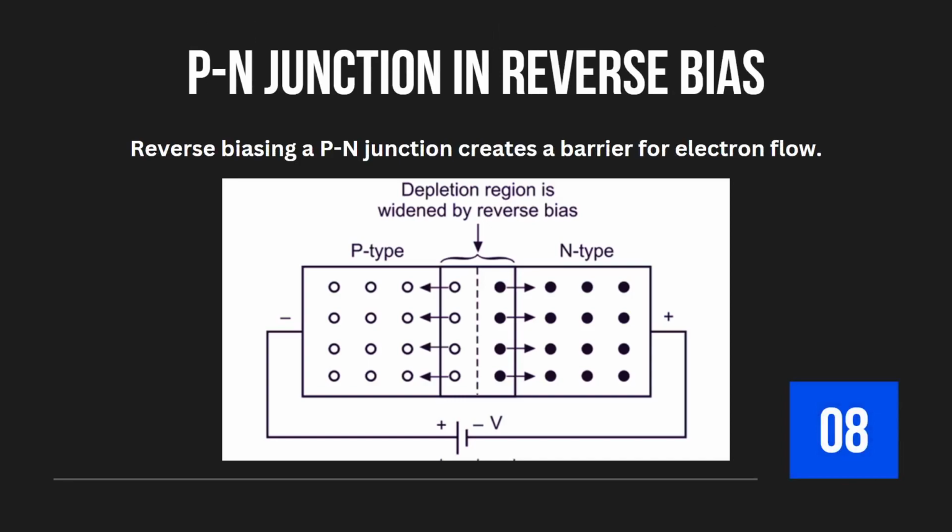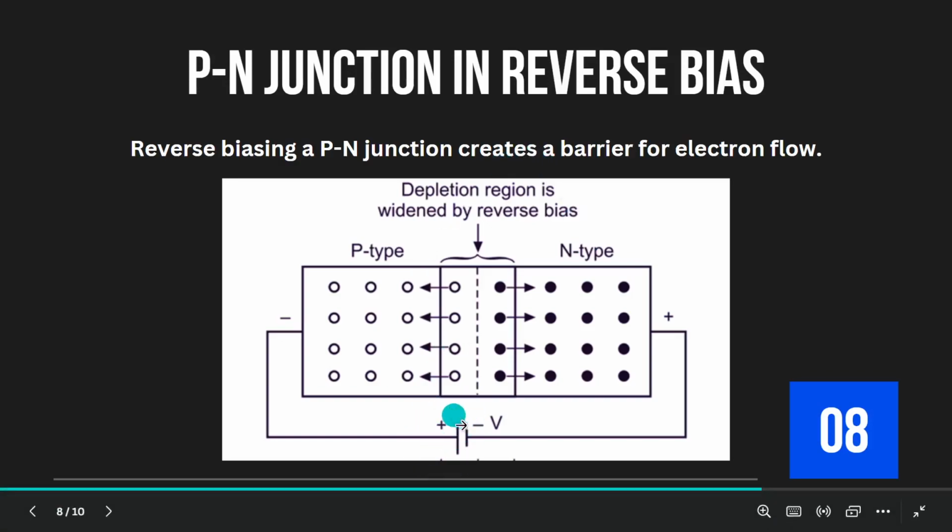So what is the p-n junction reverse bias? We have explained the forward bias, and right now we are going to explain the reverse bias. Conversely, reverse biasing a p-n junction creates a barrier for electron flow. Understanding this behavior is crucial for diodes and other semiconductor devices that we are going to explain later. The reverse bias connection is when we connect the positive terminal of the battery to the n-type material, and the negative terminal of the battery to the p-type material.